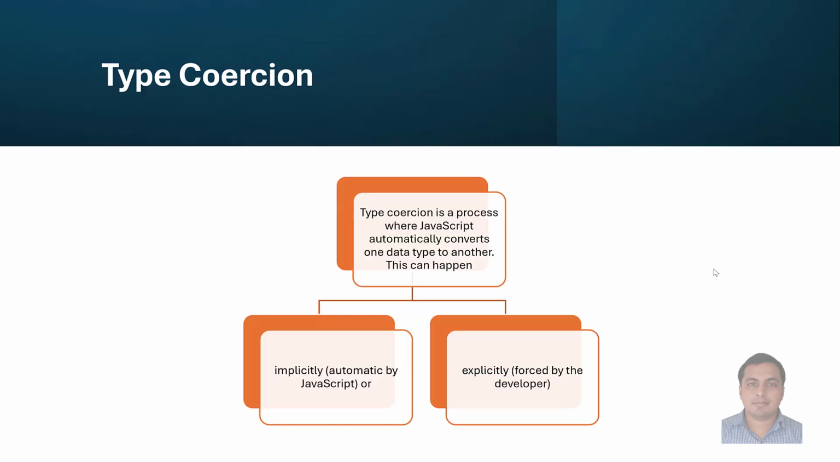Let's move towards type coercion. So what is type coercion? Type coercion is a process where JavaScript automatically converts one data type to another data type. This can happen implicitly, that is automatically by JavaScript, or explicitly, forced by the developer.